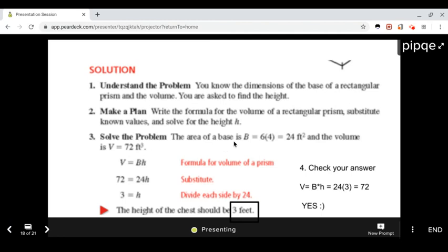So the area of the base here is 6 times 4, which is 24, and the volume is 72. So we're going to go ahead and substitute that in there, and then we get that the height is 3 feet. And then obviously we're going to go back and check our work by plugging everything back in and making sure that we end up with our volume equals 72, which is what we did here. Volume equals the base times the height, which equals 24 times 3, which equals 72. Okay.